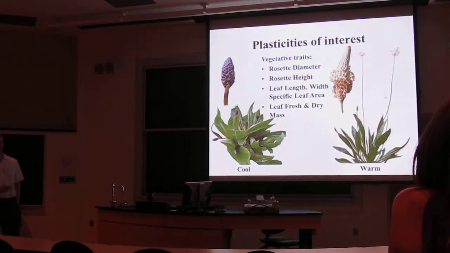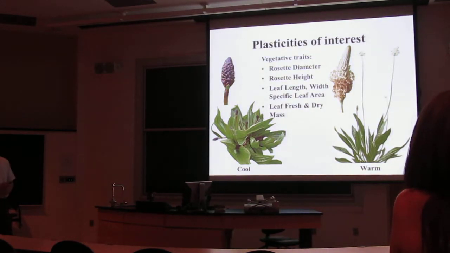I'm also interested in measuring several vegetative traits, including the diameter and height of these rosettes, the length, width, and specific leaf area of the longest leaf, as well as its fresh and dry mass. Because, as I discussed, body size is important to thermoregulation, body size and shape. And these are all proxies for that measure.